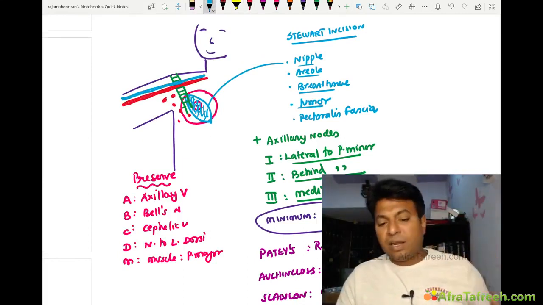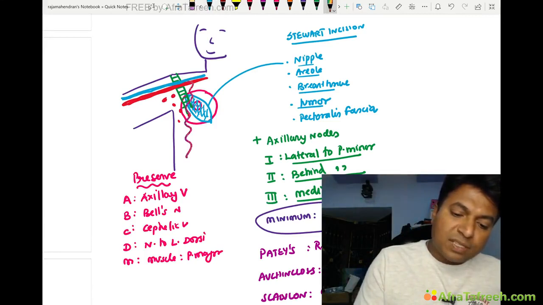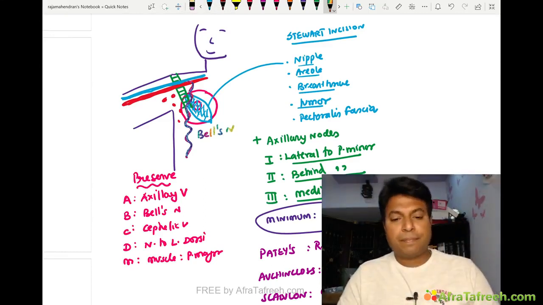Axillary artery and axillary vein are the superior boundaries. Medial boundary is this. What is this medial boundary? What is this nerve? It is Bell's nerve, which is the medial boundary.